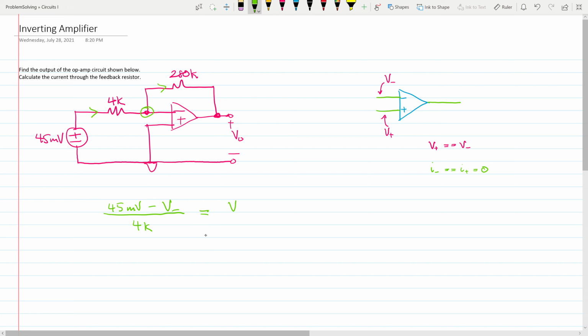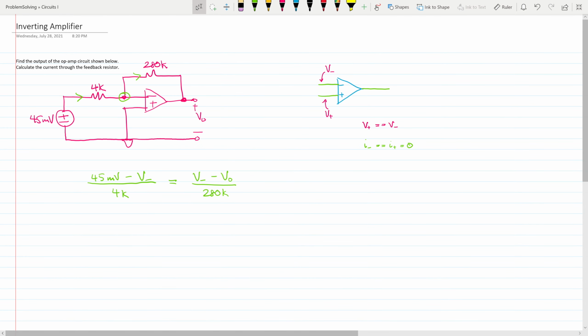Coming out of the node, we have V negative minus V0. So again, got this current here, this little green arrow, goes from V negative toward V0 across the 280K resistor. And again, you think of that minus sign there as an arrow from V negative toward V0. So now you have an equation. In this equation, there are two unknowns. The unknowns are V negative and V0. So where do you get your second equation? Because what we just pointed out is that we have one equation, two unknowns.